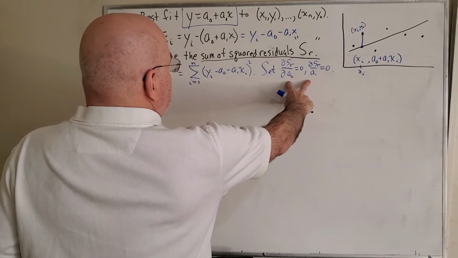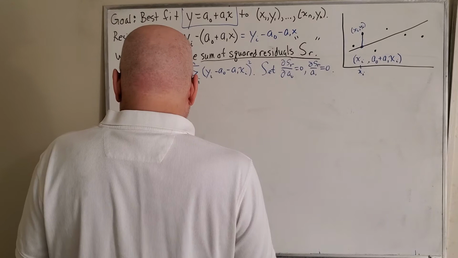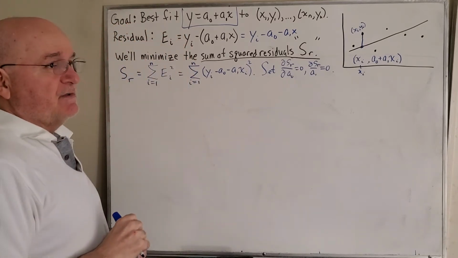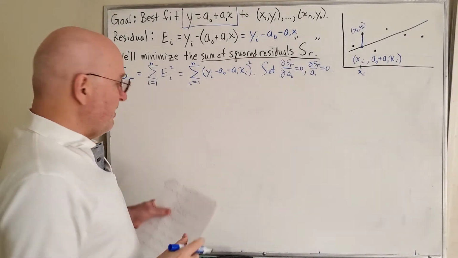What will this give us if we take this derivative and set it equal to 0, and this derivative and set it equal to 0? We're going to get two equations with only two unknowns, A0 and A1, and we're going to be able to solve for them.